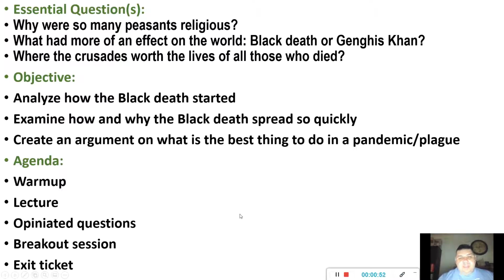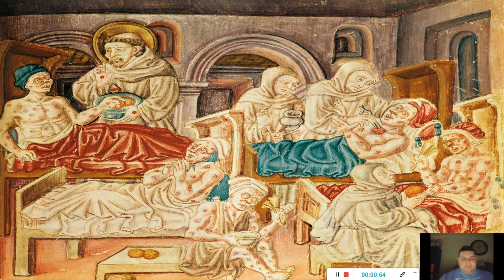Let's start off again with the warm up. So first question asks you, what are three things you see in this picture? Look at the whole picture, look at the foreground, the background, look at every person. So that's one.